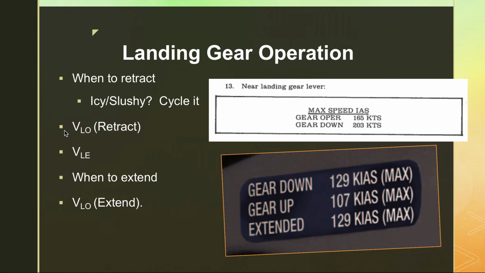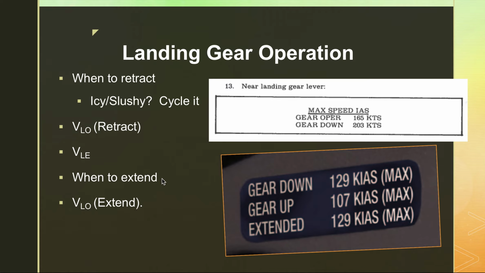We actually have two VLO speeds. VLO stands for landing gear operating speed. You see gear up and gear down. Okay, so these are two different VLO speeds. So to bring the landing gear up, you have to be below 107 knots. This is in a PA-28R. To bring the gear down, there's a VLO extend speed, which is 129 knots.